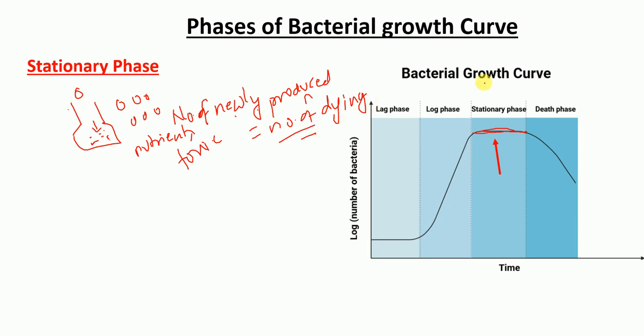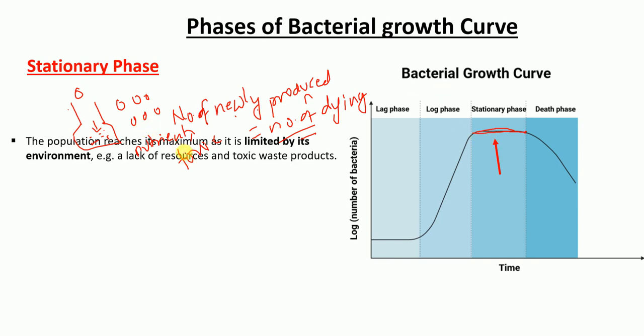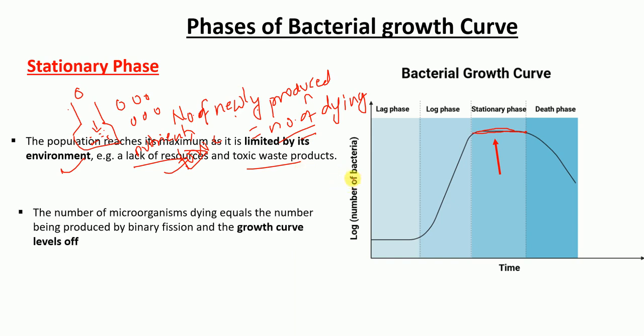So that means that the total number of bacteria remains stable, or remains constant, and does not increase with time. So basically, the population reaches its maximum as limited by its environment. Basically, it is the lack of resources or nutrients in the media, and also toxic waste products. Therefore, this phase is called the stationary phase. In the stationary phase, like I mentioned before, the dying number is equal to the number of new bacteria produced by binary fission, hence the growth curve levels off.